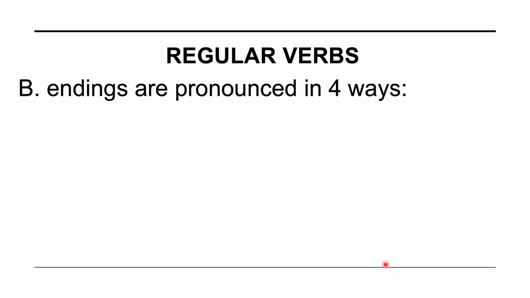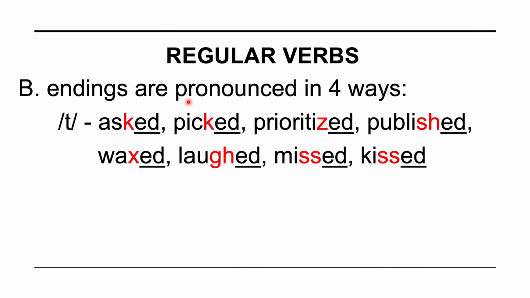How about the endings, ma'am? So, endings are pronounced in 4 ways. Let's take a look at this. So, the final T sound. It's a T sound. So, we have here, notice the endings of the base form. Ask, so K. Pick, K also. Prioritize, we have here Z. The E is silent. Okay, and then publish, SH.